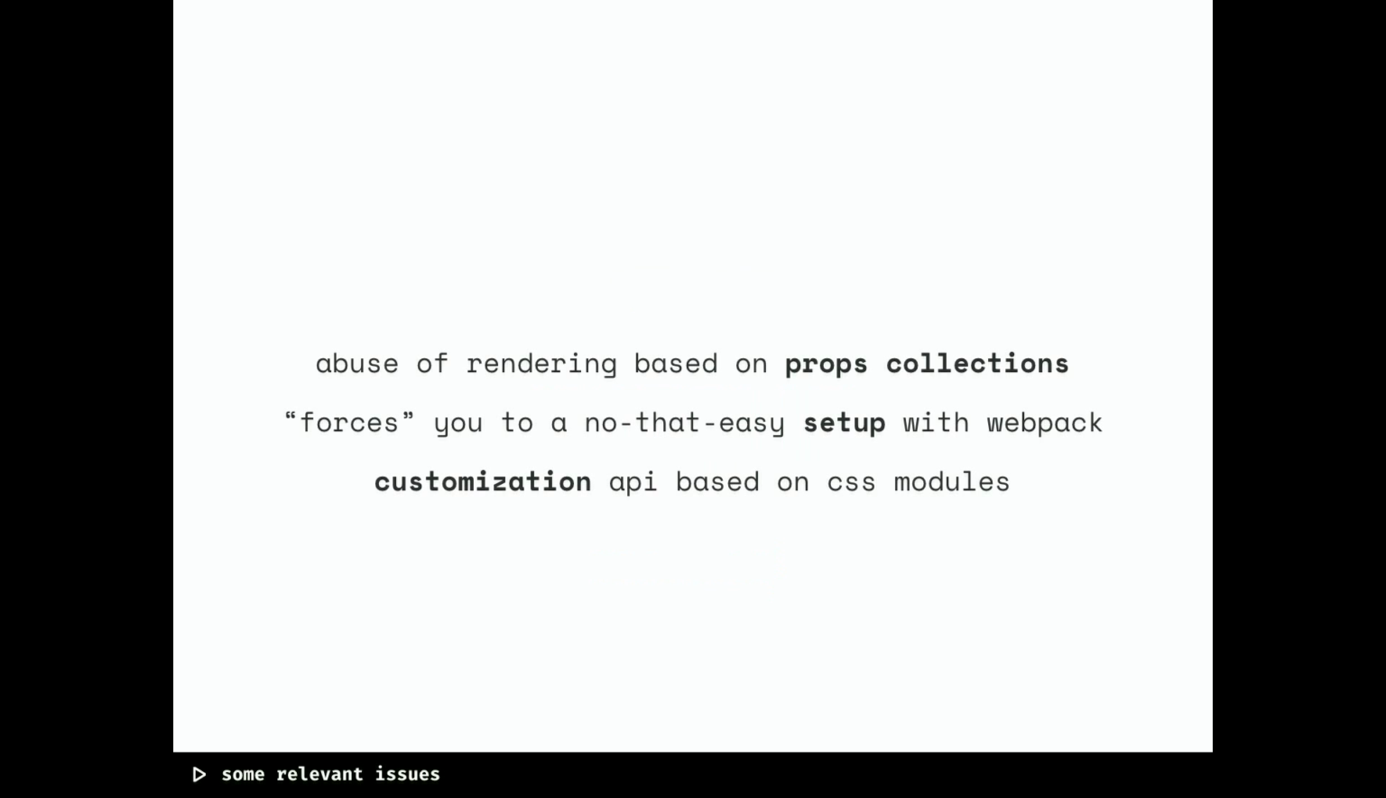But the library actually has some relevant issues from my point of view. Like, for example, I was abusing rendering based on props collection. That's something that happens to most of us when we start writing React components. We usually pass a property with a big collection, and then we render the whole thing. That's happening with a couple of components in React Toolbox, and I think it's not the best way to do rendering.